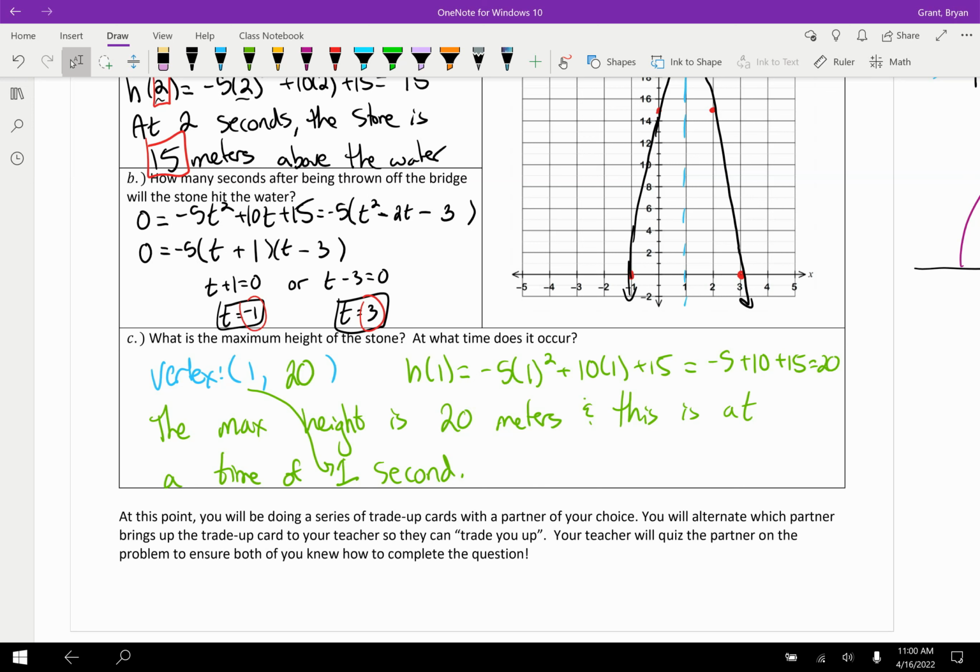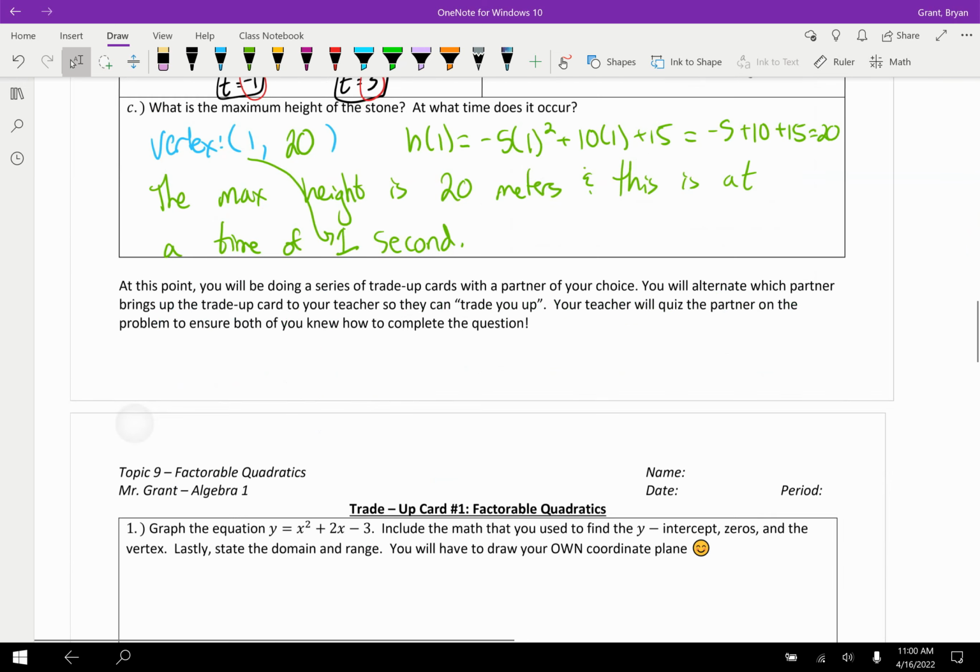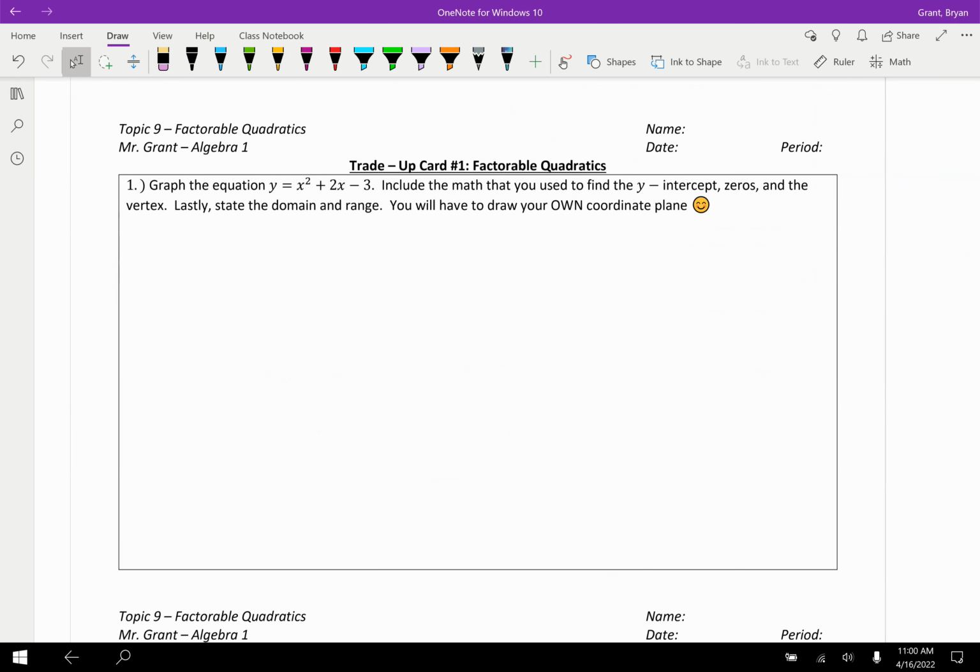Your teacher will definitely be quizzing you when you bring up the card and say, oh wait, how did you get this number? Where did this come from? And so that means you need to make sure that both you and your partner can explain that math. All right, at this point, go ahead and start that first trade-up card. If you do need any help, you can always unpause and listen, but let's see what you guys can do.